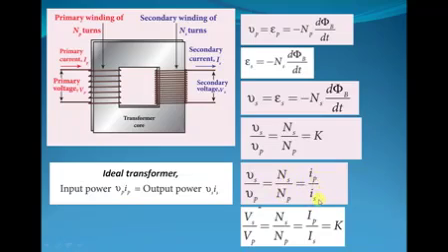Ip is the current in the primary coil, and Is means the current in the secondary coil. So Vs by Vp is equal to Ns by Np is equal to Ip by Is. That is also always equal to K, which is nothing but the transformer ratio.